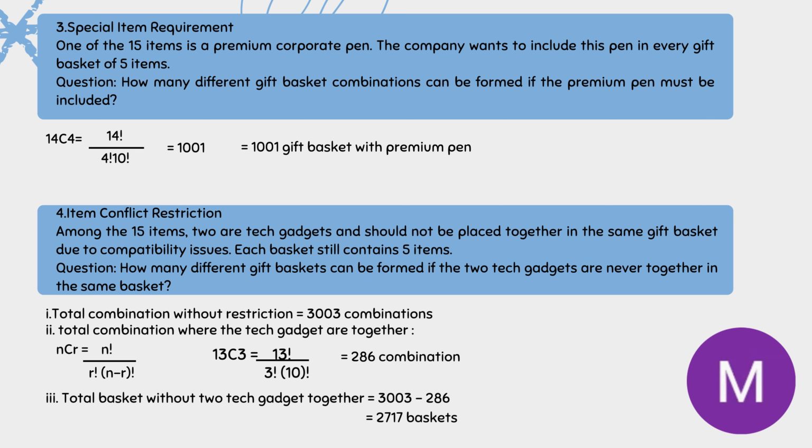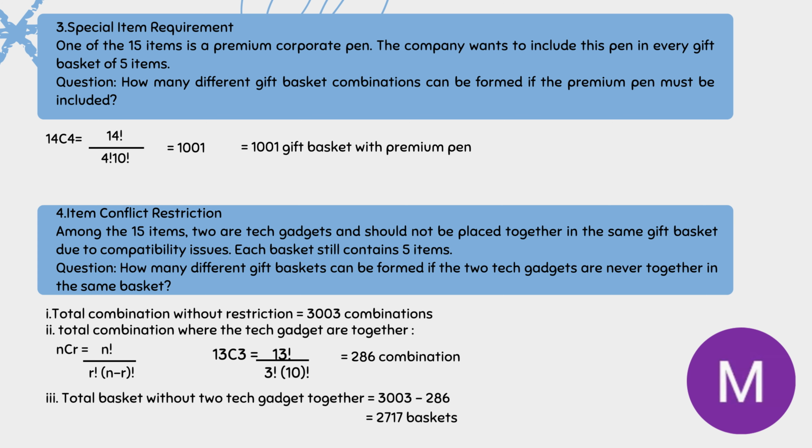We move to the next question. 4. Item conflict restriction. Among the 15 items, 2 are tech gadgets and should not be placed together in the same gift basket due to compatibility issues. Each basket still contains 5 items. How many different baskets can be formed if the 2 tech gadgets are never together in the same basket?